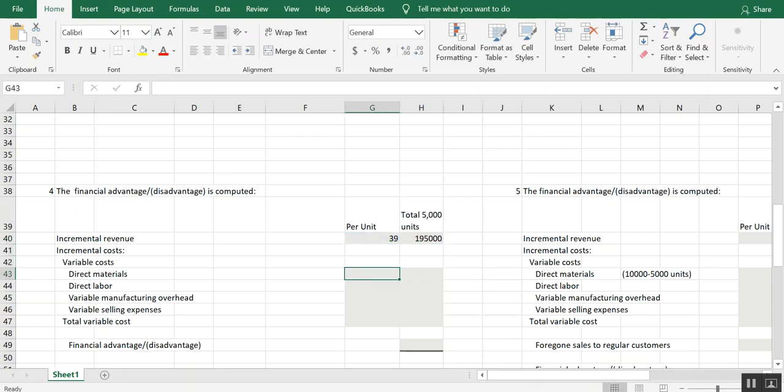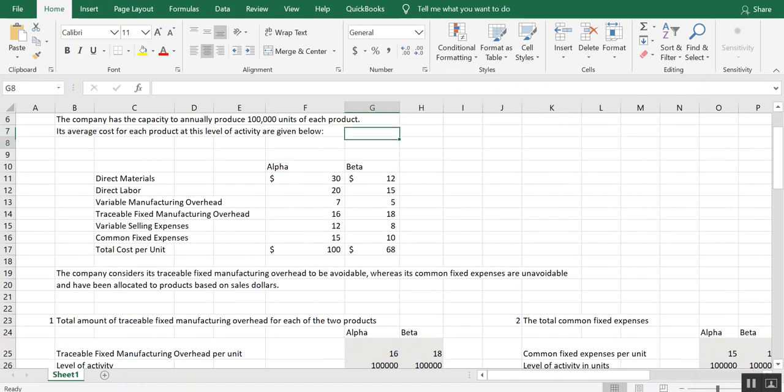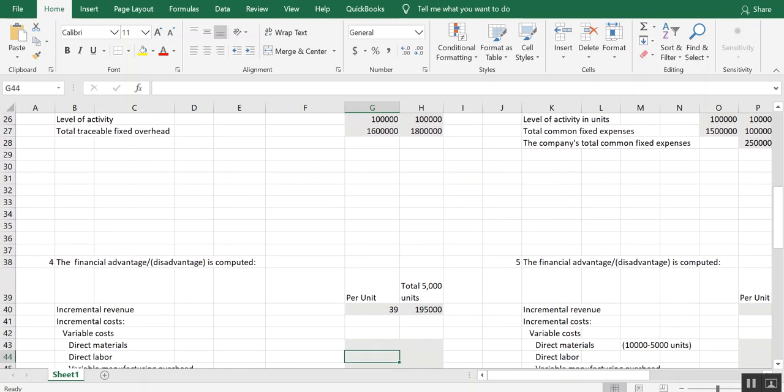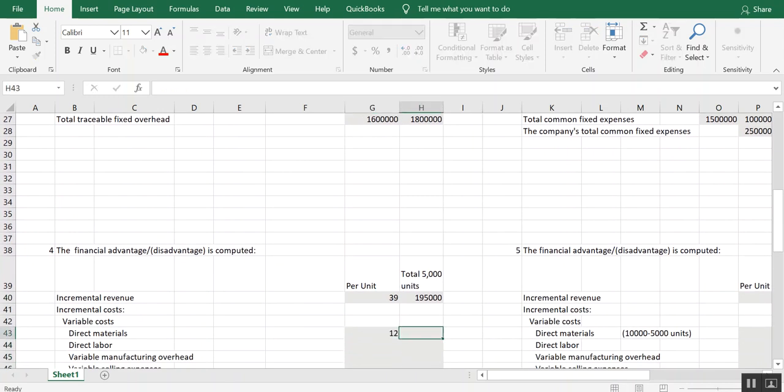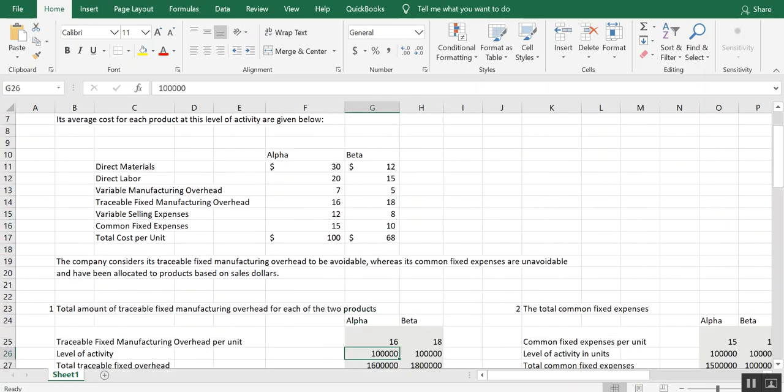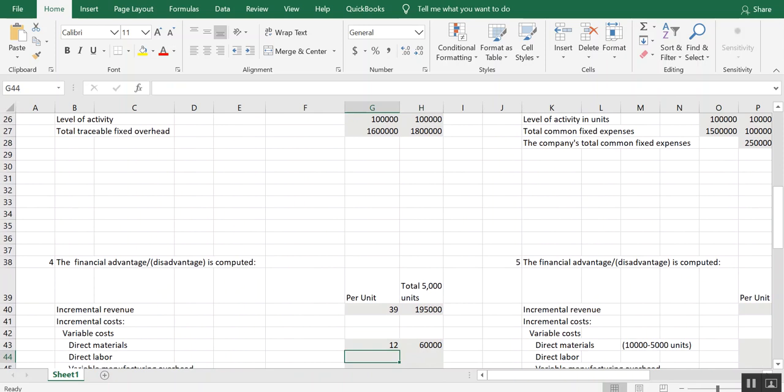And with the beta, we're going to look back up here because we have different numbers. We have direct materials, direct labor, variable manufacturing overhead, variable selling expense. So we're going to consider those costs. We have direct materials of $12, so we take that times 5,000 units. And then we have direct labor of $15, so we have that times 5,000 units.